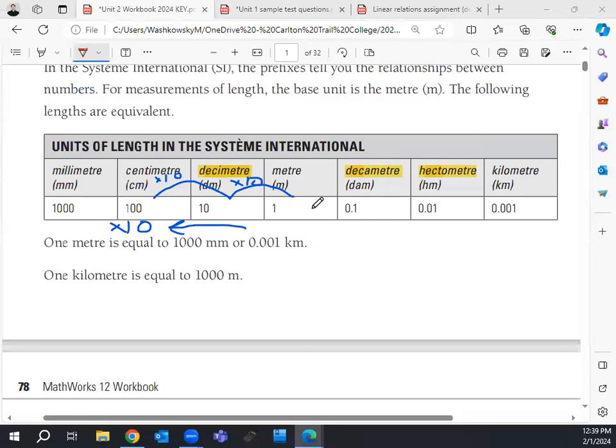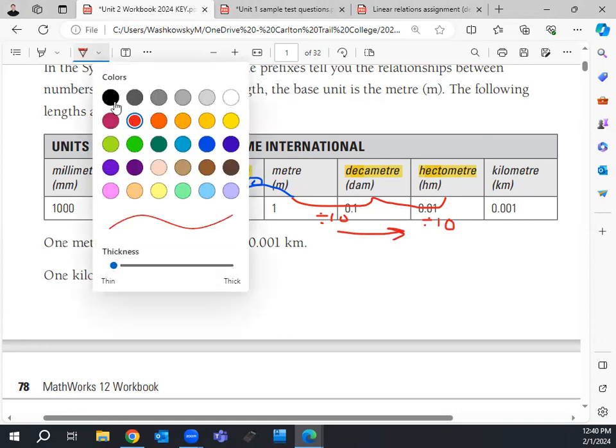On the other hand, when you're going from meters to larger distances, decameters, hectometers, kilometers, you are going to be dividing by 10. And the same is true no matter where you start. So I'm going to use black here for this one.